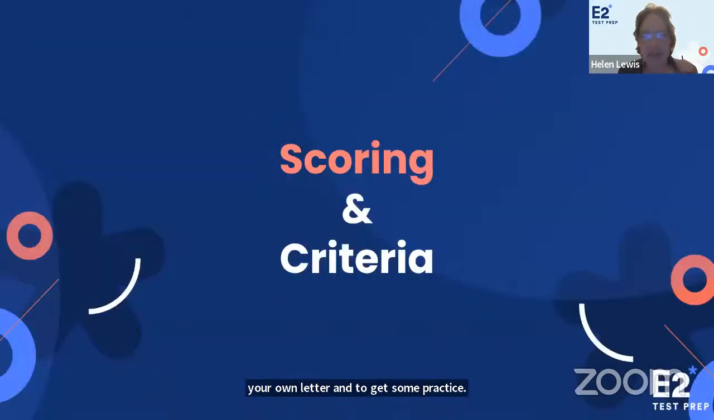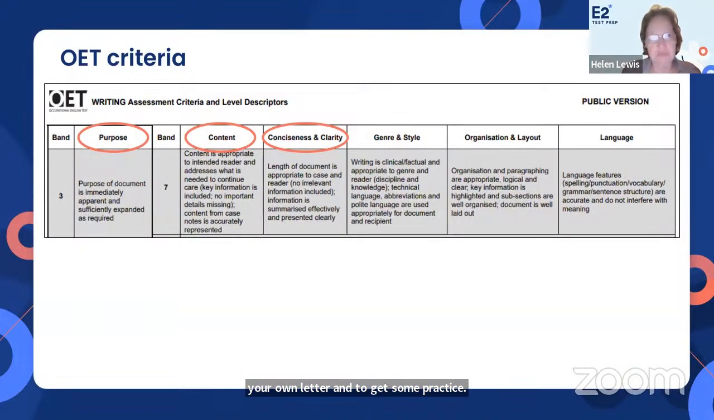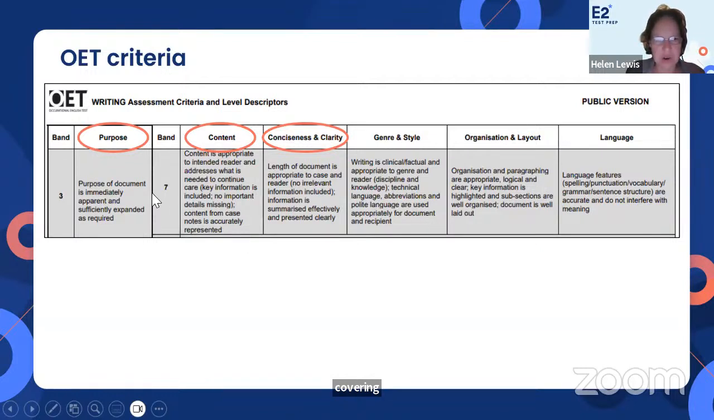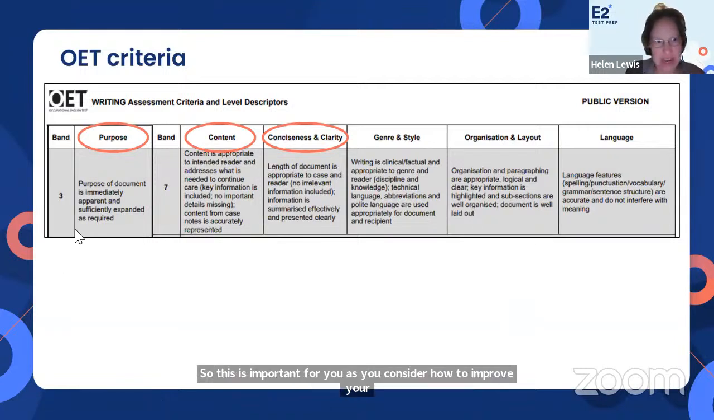So now let's look at the scoring and criteria. Now you may know about the way in which OET criteria are covering 5 different aspects of writing, and they are scored at 7. The maximum you can get is 7, and the purpose is scored out of 3. So this is important for you as you consider how to improve your writing score. Now we're going to talk about the 3 highlighted ones in red now.